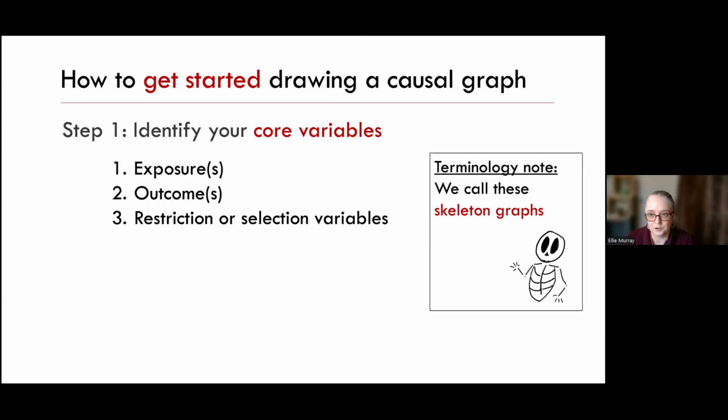For getting started drawing a causal graph, the very first step, which I always tell people to start with, is to identify what I call the core variables. These are your exposure, maybe multiple or only one, your outcome, and any restriction or selection variables that are important. This could include competing events, nodes that you're restricting on, or loss to follow-up. These are things that are built into the study. So not confounders that you're going to adjust for, but things where you're only collecting information from one set of people. And use these to build what we call a skeleton graph.